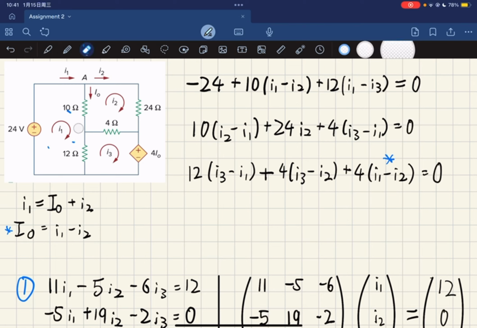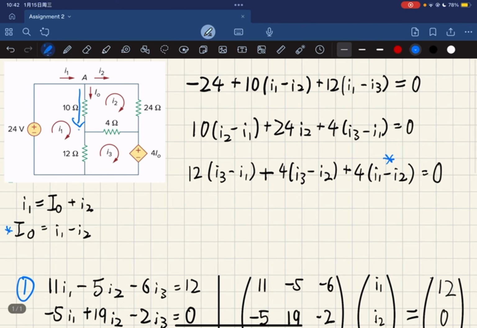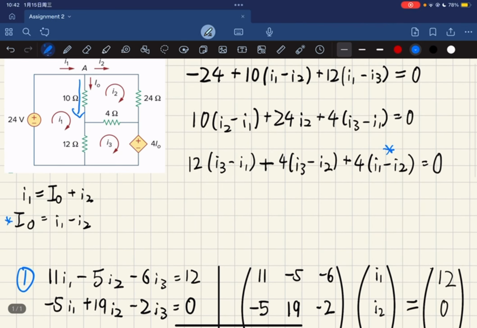First, we'll start over here, where we have 24 volts. As usual, we'll write it as negative 24. First, we can try to start from our first loop. So, we start from here, negative 24. After that, we'll go through here. So, realize that there are 2 opposing currents.